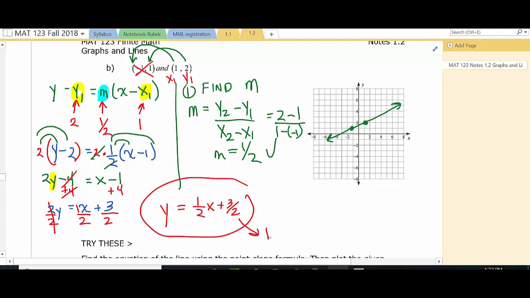Now 3/2 is about 1.5. You can do it on your calculator. Does that y-intercept look like 1.5 to you? Yeah, so visually, you should be able to tell that we got the slope of a half. You can tell that we went up 1 over 2, so you can tell that's right. And visually, that looks right. Okay, that's the idea.